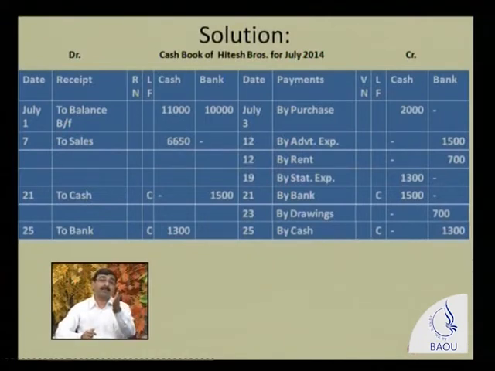Now see on the receipt side in the cash column, it is written 1300 rupees in the cash column because it is a receipt. Opposite name is bank, so it's written by bank. As I mentioned, it's a contra transaction, so C is written in the LF column.